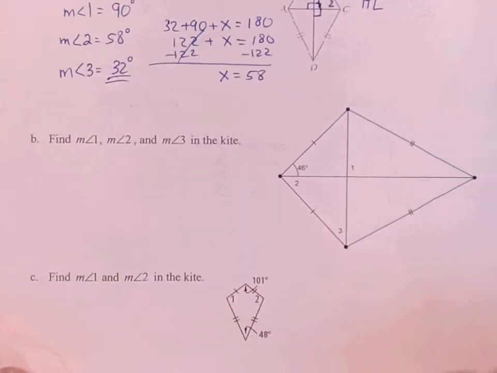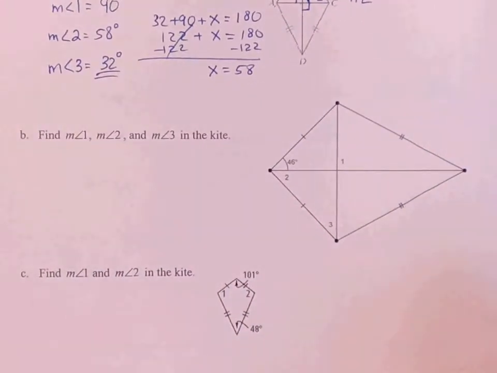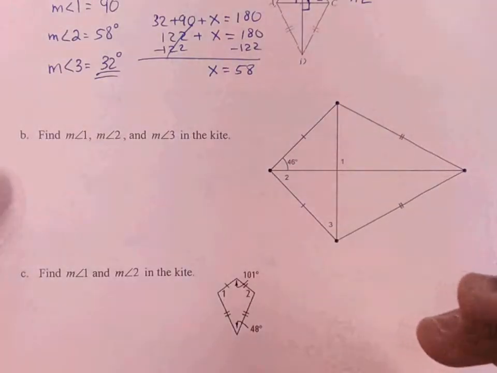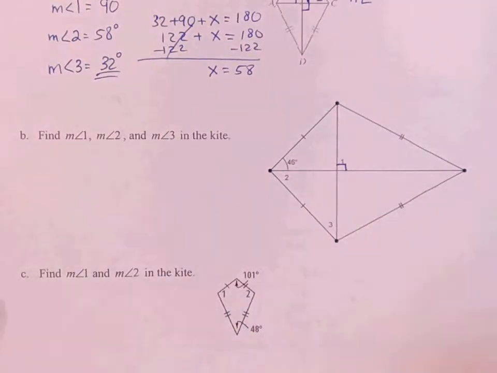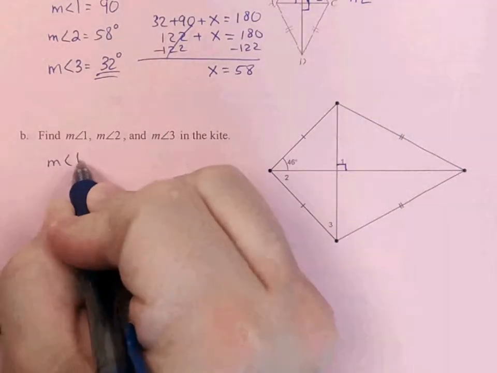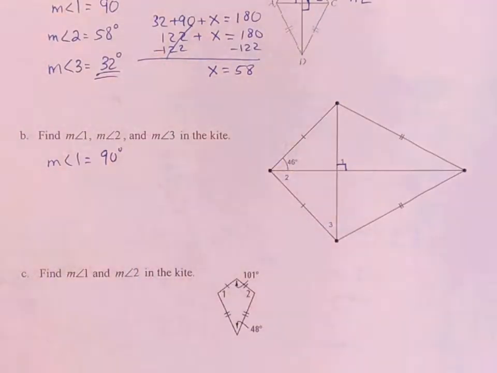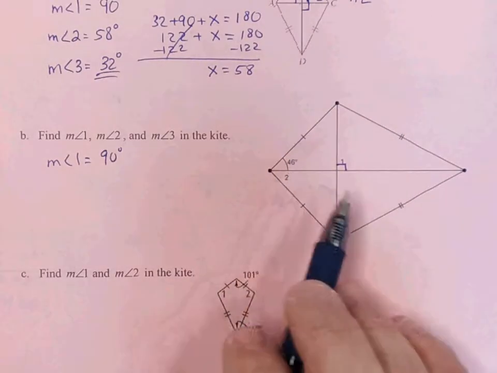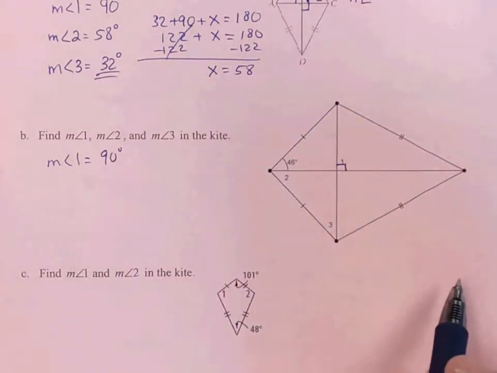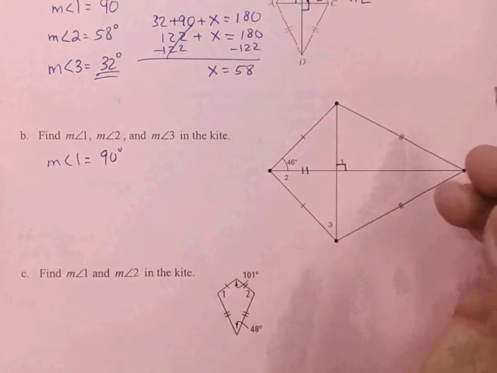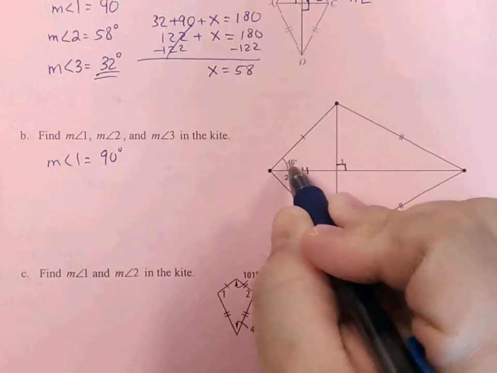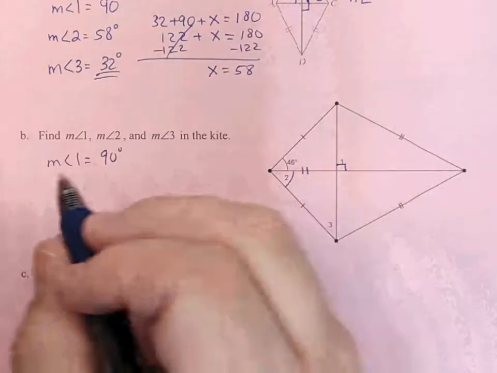All right. Moving on, find the measures of 1, 2, and 3 of the kite. Again, we should be able to find number 1 very easily because the kite diagonals are 90 degrees. So the measure of angle 1 is 90 degrees. The measure of angle 2, based on all the information that we did before with hypotenuse leg, because they share a common side, if this is 46, the measure of angle 2 is 46.